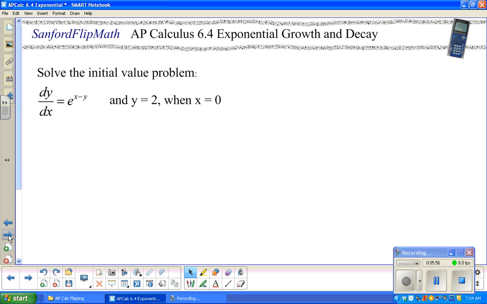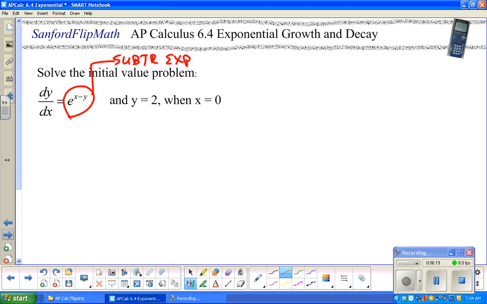Okay, so here's another initial value problem. Obviously, this already has some exponential stuff going on in it, so we're going to have to play with it. And the big issue that I want to point out is, notice the x and the y are in the exponent. So this particular one, we're going to have to rewrite. And so I need to remind you that when you are subtracting exponents, that really means division. So we're going to have to rewrite this dy dx equals e to the x over e to the y. So that's a little different, okay?